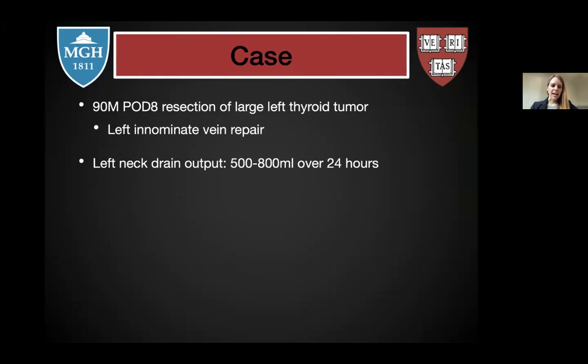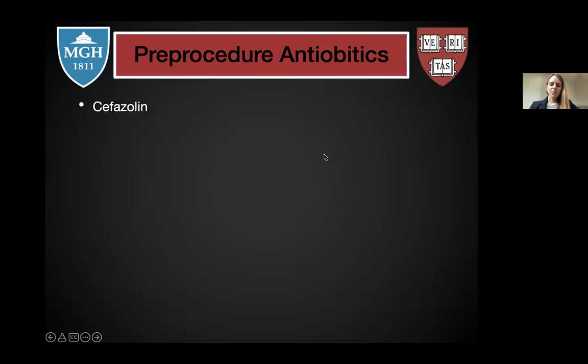One example case that I have is from my training, a 90-year-old male who was post-op day 8 after resection of a large left thyroid tumor. This included the need for left innominate vein repair. He had a left neck drain with output of 500 to 800 milliliters over 24 hours. Pre-procedure, he was given antibiotics, which is the standard.